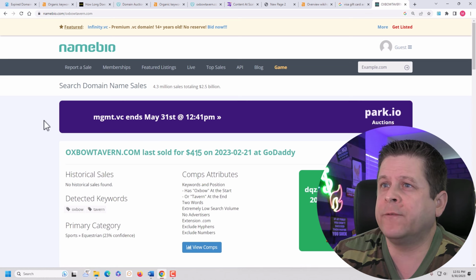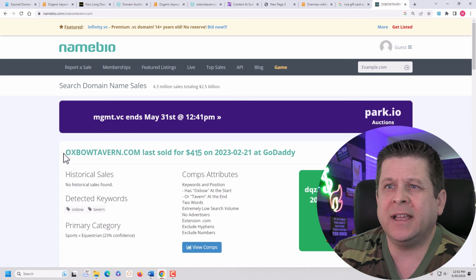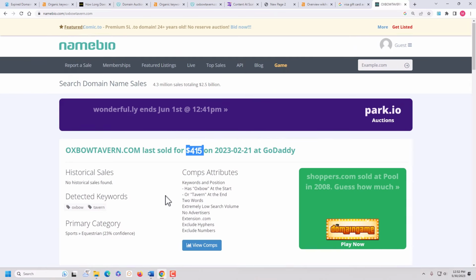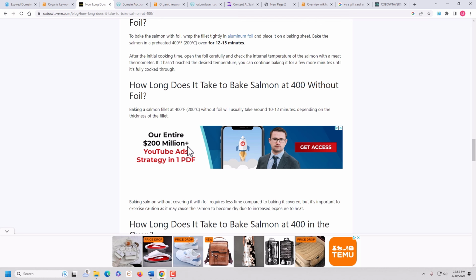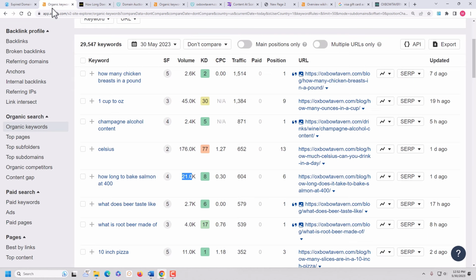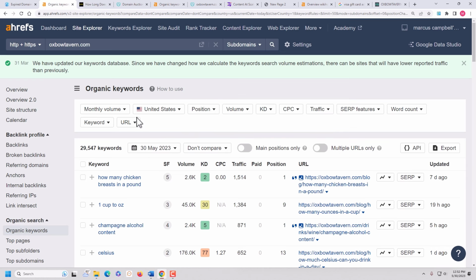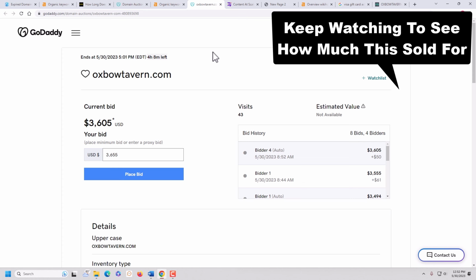Oxbowtavern.com last sold for $415 at GoDaddy auctions. So essentially, they bought this domain for $415, loaded it up with some AI content, got almost 30,000 top rankings in Google, and now they're selling it again at auction. And with 4 hours to go, it's already at $3,600.